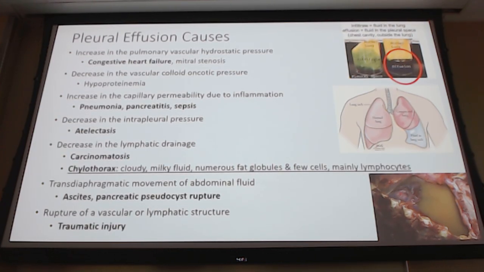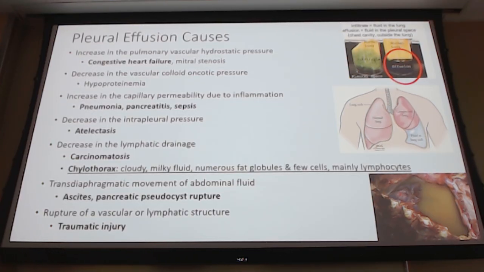All right. Going through the different causes and what to look for physiologically. You have someone who has increased pulmonary vascular hydrostatic pressure. Look for heart failure or mitral stenosis. If you have somebody who has a decrease in the vascular colloid oncotic pressure, think hypoproteinemia. And so on.